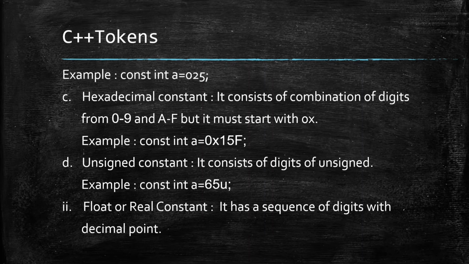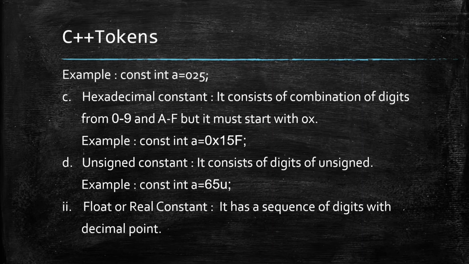What number does a take? After 9, it's a, where usually we would write 10. So a's value is 10, B's value is 11, and so on till F, whose value is 15. The example is const int a = 0x15f, with no gap between them, and the statement terminator.